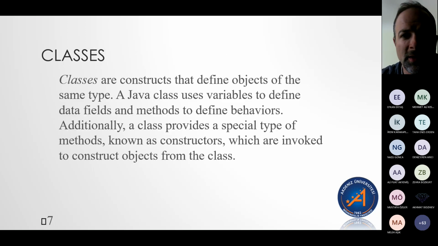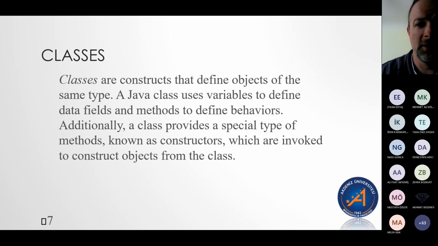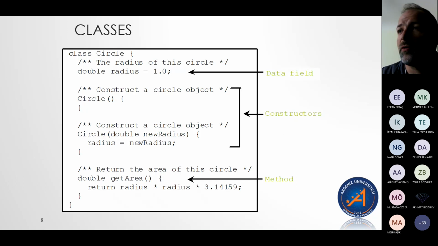Okay, as I said before, classes are the things that define the objects that we will create. So a class, again, is like a blueprint. The object is like the thing itself. So here we can create a class called Circle. We can create a data field called radius.